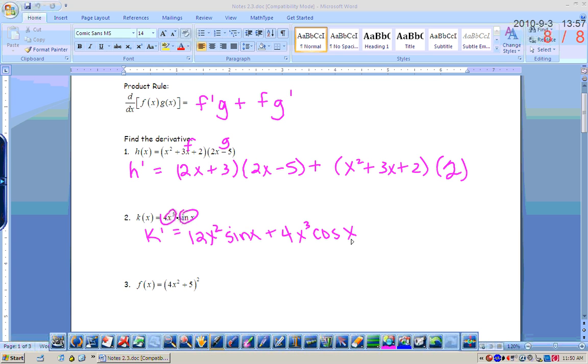For number 3, 4x squared plus 5, the quantity squared, this is using the product rule. So what do I need to do? Okay, I could FOIL it out and use the power rule, but I don't really like to do that. Good. I'm going to rewrite it as 4x squared plus 5 times 4x squared plus 5. Good. And then you can use the product rule. Does anyone really need me to go through that? No, you don't.